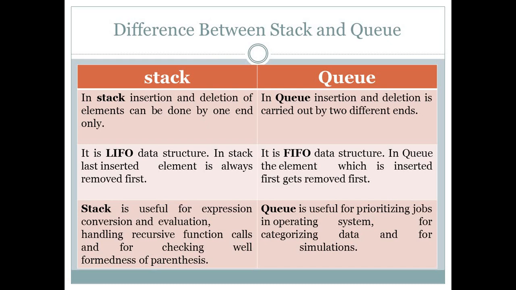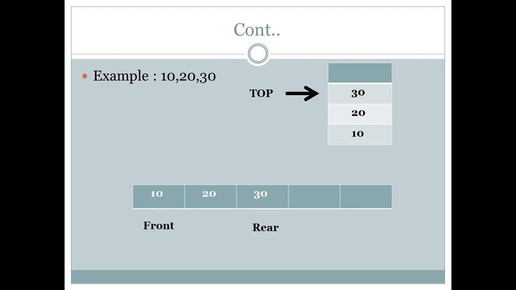At the stack side, stack is useful for expression conversion and evaluation, means we have seen examples of infix to prefix, infix to postfix, and different examples of evaluation of infix and postfix operations. At the queue side, queue is useful for prioritizing jobs in operating system, for categorizing data, and for simulation. Okay, so another example with difference.